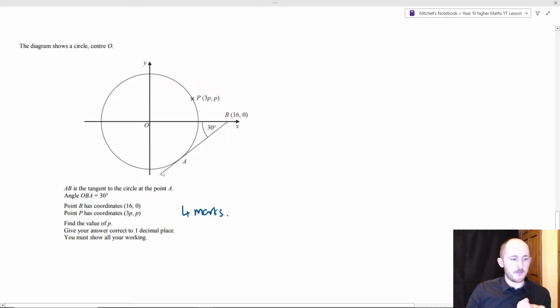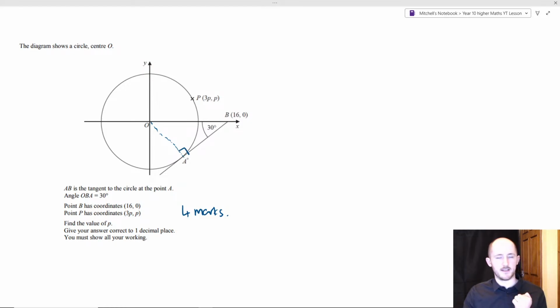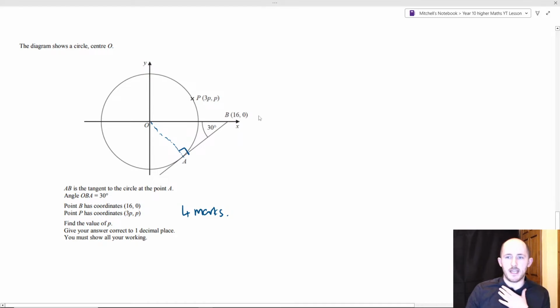Interesting. So if you remember, the one thing that I told you to always remember when you have tangents is that they're always perpendicular to the radii, or the radius of the circle. So what we can do here is work out the length of O to A. The reason I want to work that out is because it will give me the equation of the circle. My thinking here is that because point P is a point on the circle, if I know the equation of the circle, I can work it out.